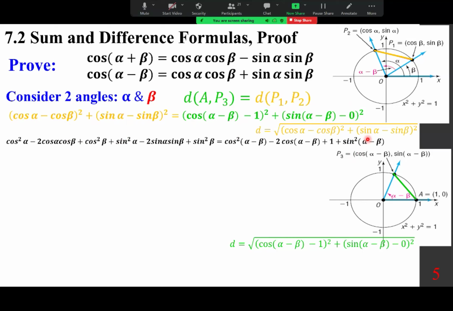Now notice, these two, we're going to put them together because they add up to 1: sine squared and cosine squared of the same angle, in this case alpha. These two, we're going to put them together. Sine squared beta plus cosine squared beta, they also add up to 1.